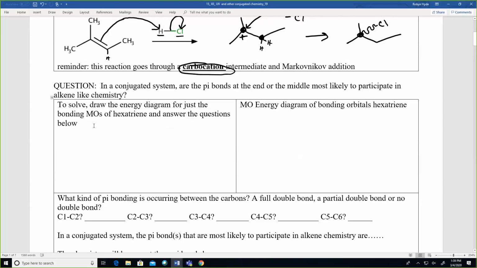So to solve, we draw the energy diagram for the bonding molecular orbitals of hexatriene, and then we're going to answer the questions below. Okay, so for hexatriene, how many carbons are in this system? 6. So I have 6 carbons. So how many p orbitals do I need to draw in my energy diagram? Yep, I need to draw 6. How many bonding molecular orbitals will there be? 3. So I need to draw pi 1 and pi 2 and pi 3. You all are getting perfect at drawing your p orbitals, right?